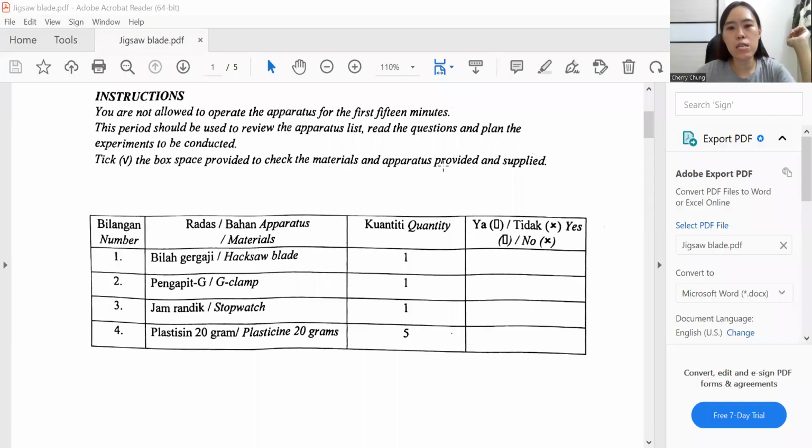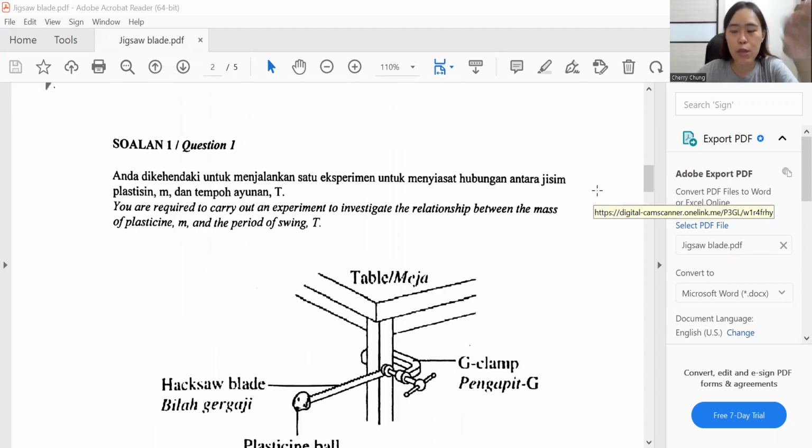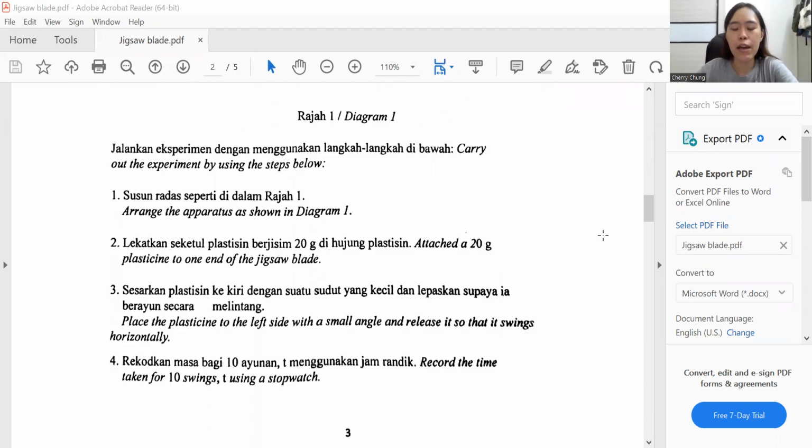Okay, so this is another example of the Amali questions. This is about the relationship between inertia and mass. As you can see here, same as before, in the first sentence they give you the 2 variables already. In these variables, they have given you the mass of the plasticine and the period of the string. So it depends on the question, so you read the questions carefully. They have given you the mass of the plasticine.